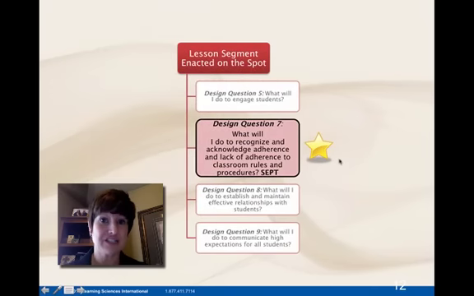So design question 7 is specifically, what will I do to recognize, acknowledge adherence, and lack of adherence to classroom rules and procedures? So with design question 6, you establish these things. Now what are you going to do to recognize the kids who are doing the right things, and then look at what you need to do to rein back in the kids who aren't exactly following the rules and procedures?